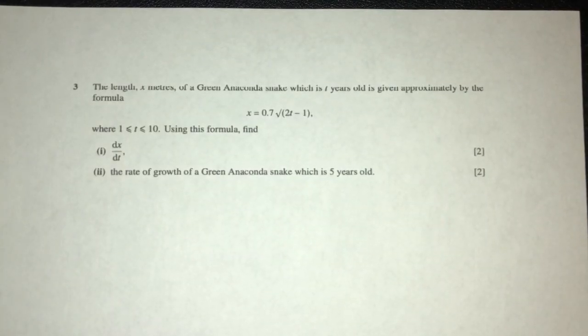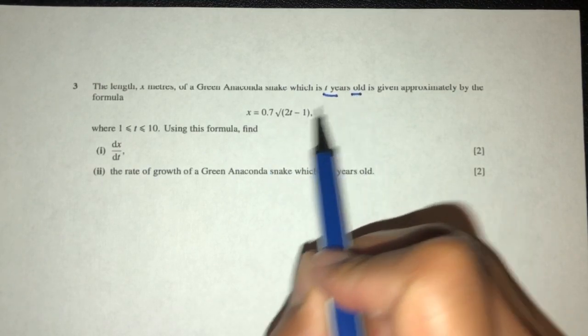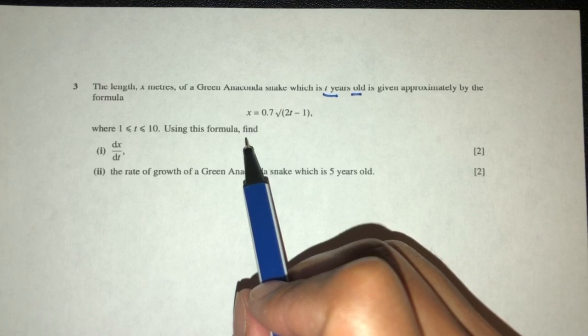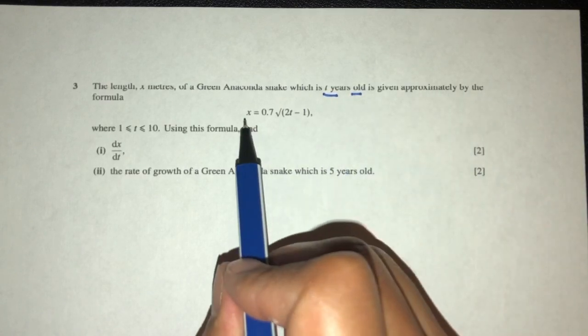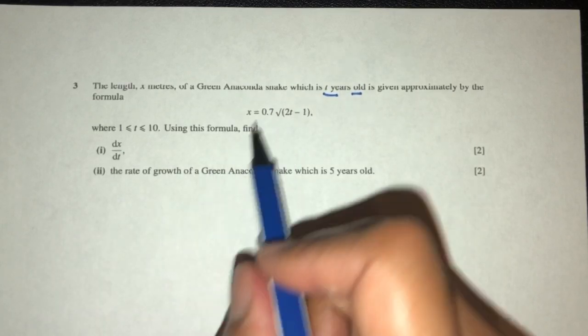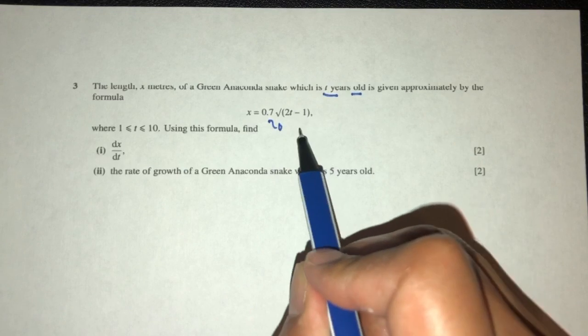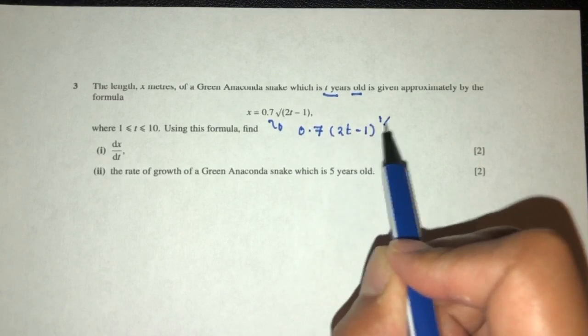The length x of a green snake that is t years old. Okay, the length x of a snake t years old is given approximately by this formula. Okay, good to know. Now for part 1 we have to find dx by dt, so pretty easy. Now we can rewrite this as what? As 0.7 times (2t minus 1) power half.